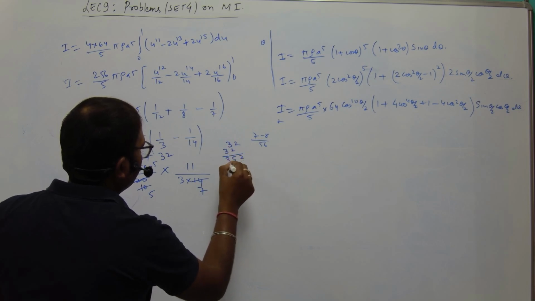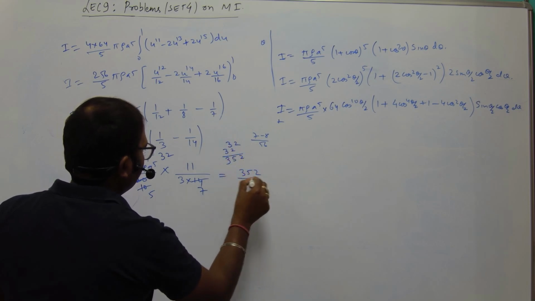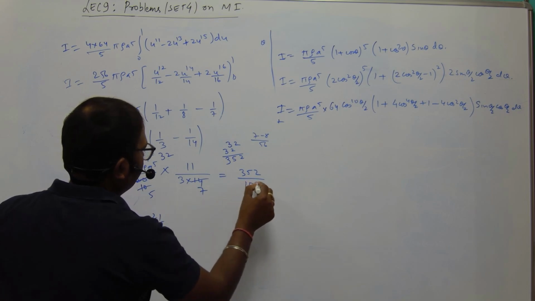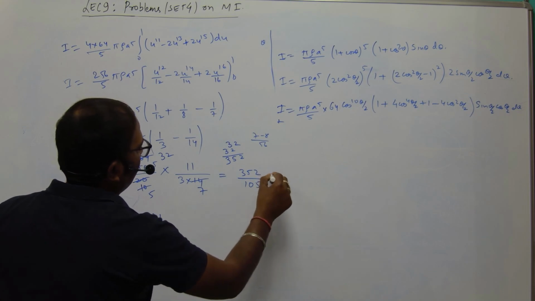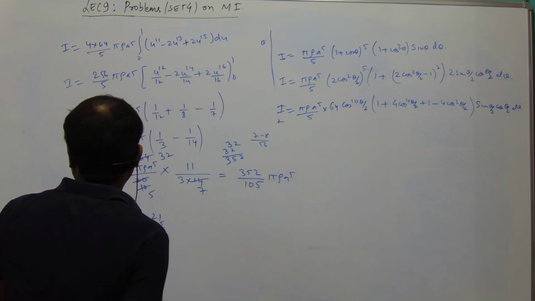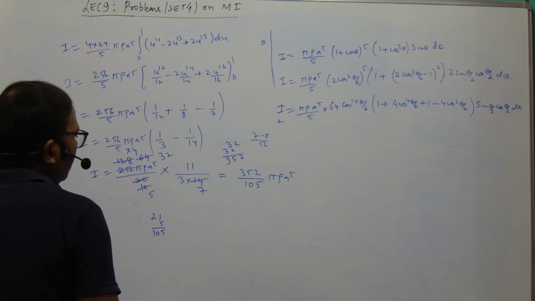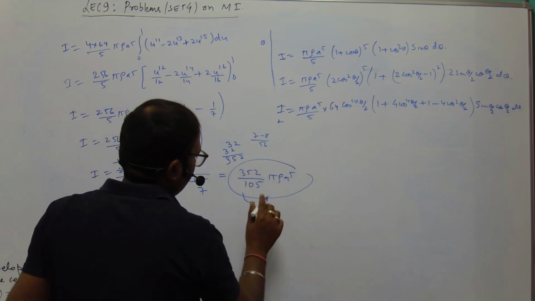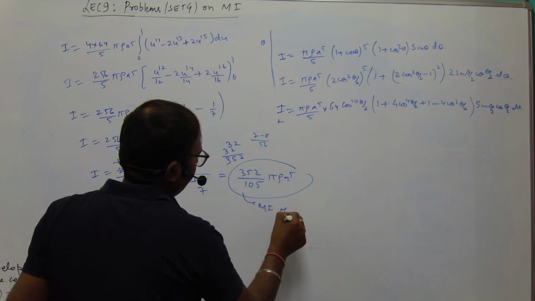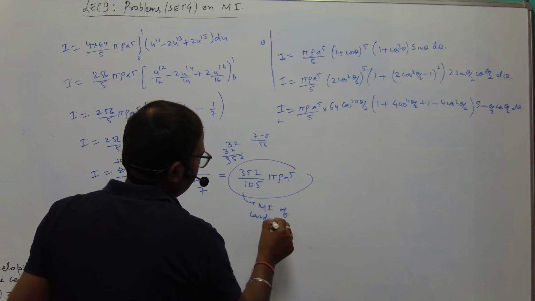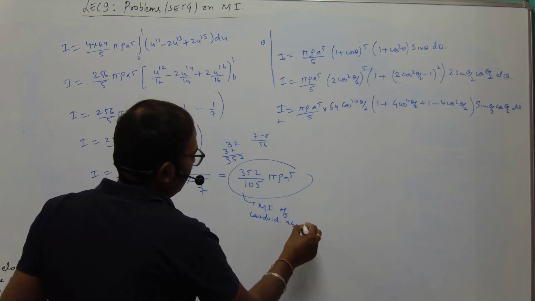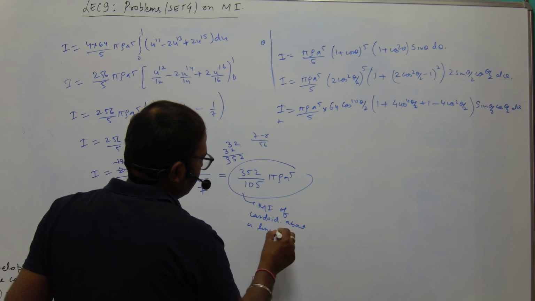5, this is 3. So this is 352 upon, this is 21 into 5, 105 into pi rho a^5. Okay, 352 upon 105 pi rho a^5 is the moment of inertia. Moment of inertia of the cardboard about a line that is perpendicular to the initial line.